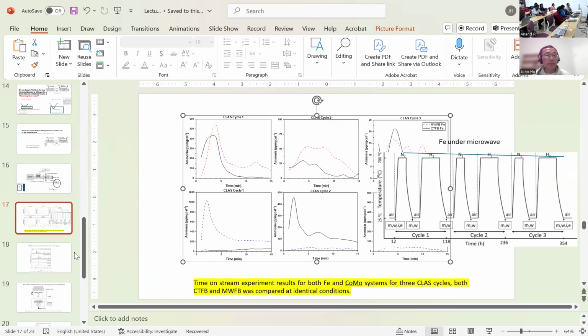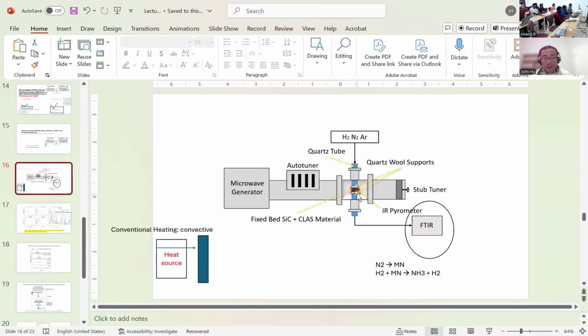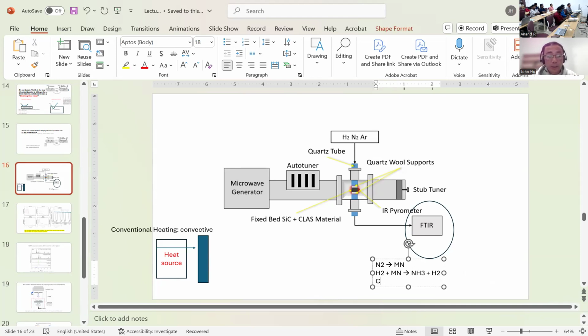So what does it mean? It means there's catalyst in here, all right? So the ammonia concentration is divided by the weight of catalyst in here. Basically we normalize it. If you load 1 gram of catalyst, how much ammonia concentration do you get? So the cat means the catalyst.